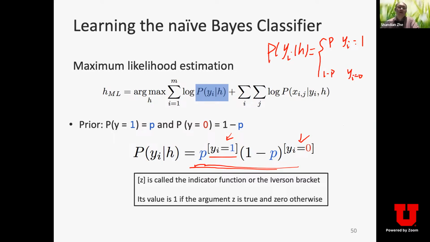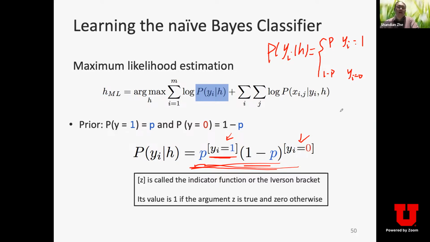But actually, these two cases can be summarized by one formula, right? You can imagine, okay, if your yi takes the value 1, then this indicator function is 1, right? Because y is 1 is true. And this indicator is 0. So you take the power of 0 for this 1 minus p, which will give 1. So overall it will give you p.